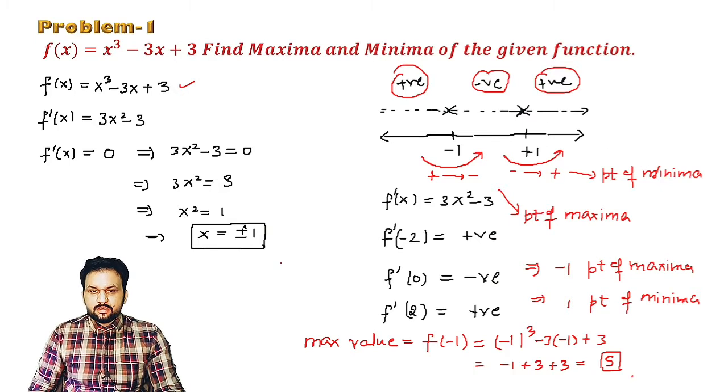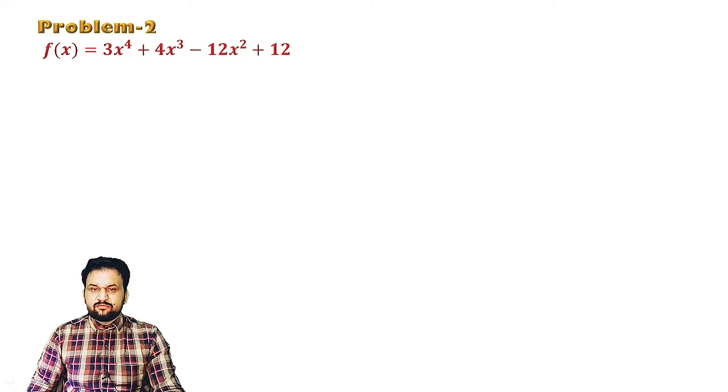Sometimes you feel that it is not easy to find maxima and minima with the help of first order derivative. That's why we introduce the second order derivative, and the next problem I'm going to discuss with the help of second order derivative. Here the question is, f of x is equal to 3x^4 plus 4x^3 minus 12x^2 plus 12. Let's see how we can solve this.